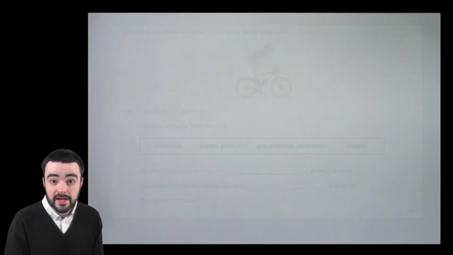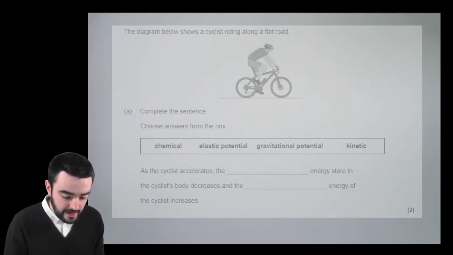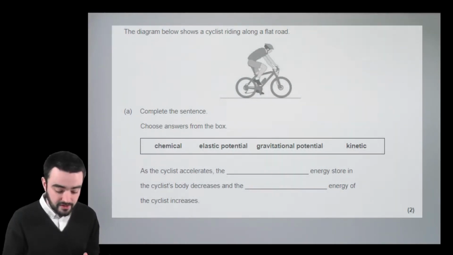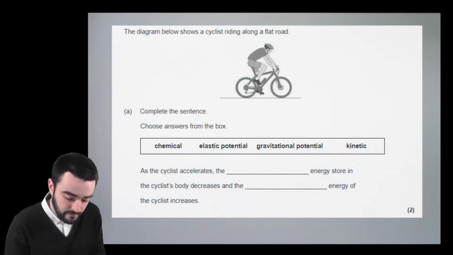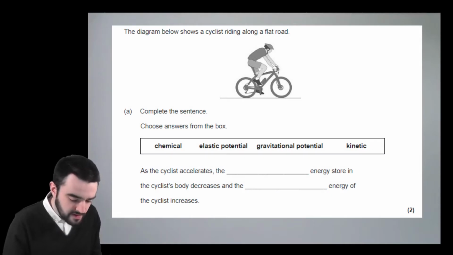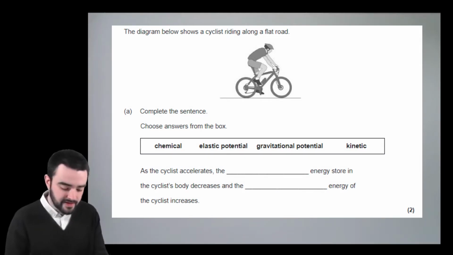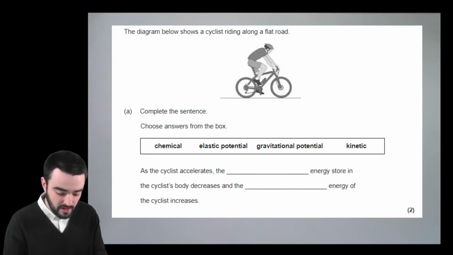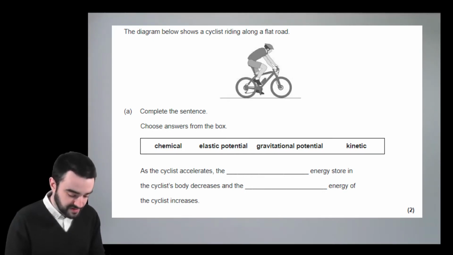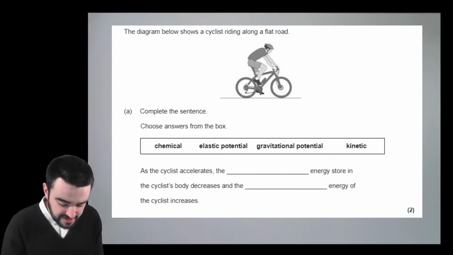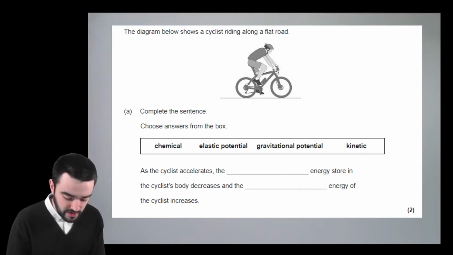So the first thing with any question is to read it carefully and to try and think about what it's asking you to do and how we can best make use of all the information. So it is asking us to complete the sentences and to choose the answers from the box. There are only 2 spaces, but 4 responses. So as the cyclist accelerates, the something energy store in the cyclist's body decreases.